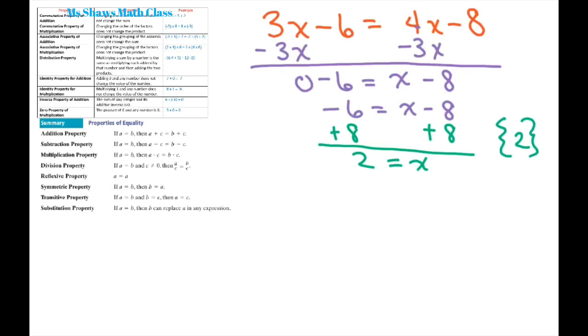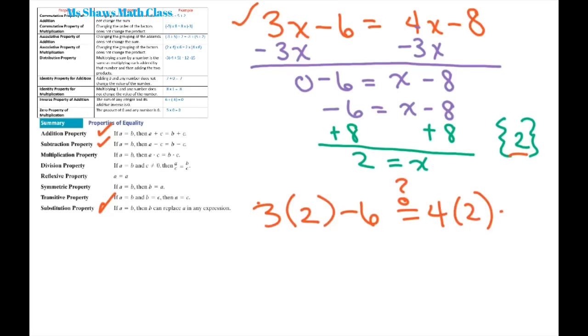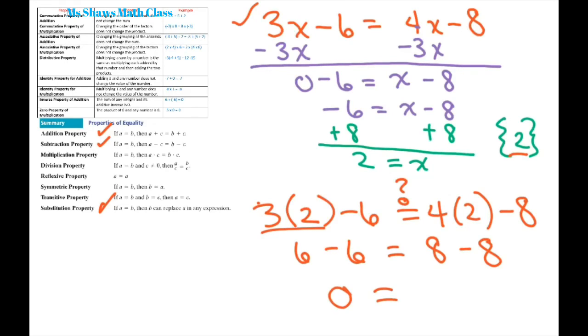Now to check our solution, we're going to substitute 2 using the substitution property. We used all of these properties so far. No division. So we're going to substitute into my original equation. So we have 3, and we're going to substitute the 2, and see if these are equal. So 3 times 2 is 6. 4 times 2 is 8. So we get 0 equals 0, which is correct. So 2 is our solution.